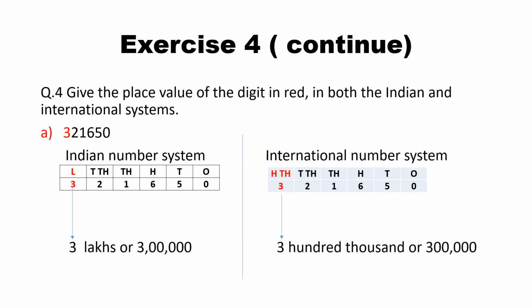Exercise 4. Give the place value of the digit in red in both the Indian and international system. So we will make the chart of place values for Indian and international. As 3 here is on the lakh place, we can write 3 lakhs. In the international system, while it is lakh in Indian, it will be 100,000, so it will be 300,000.